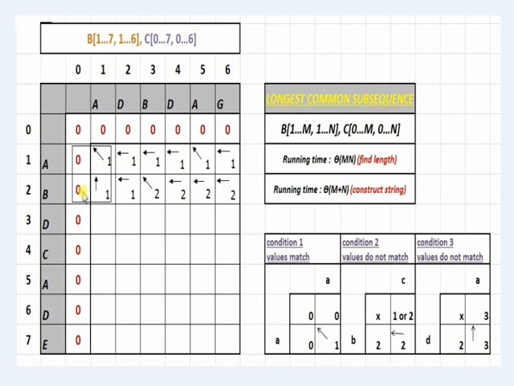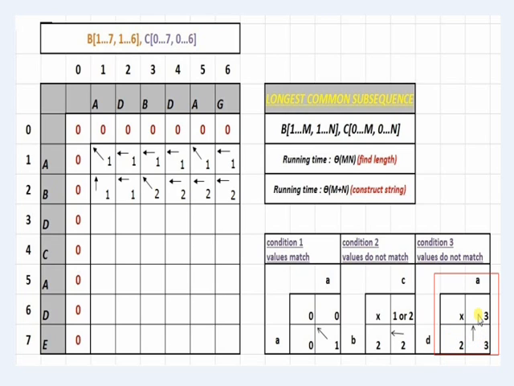In condition number 3, it is mentioned that if the value of the cell above the current cell is greater than the value of the cell on the left side, then we have to copy the value from the cell above into our current cell. So what we have done is we have copied the value from the above cell into this cell.